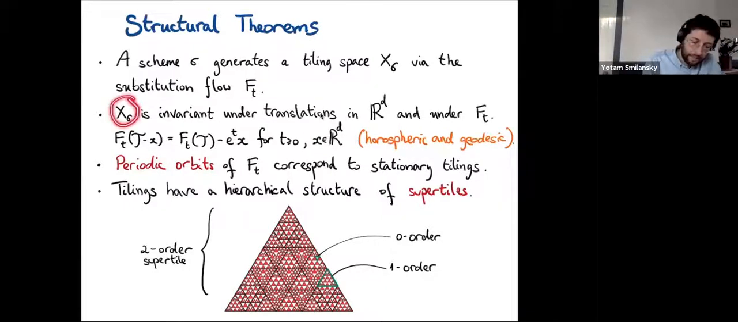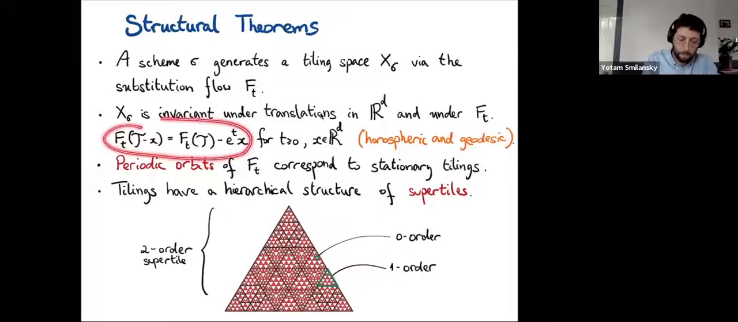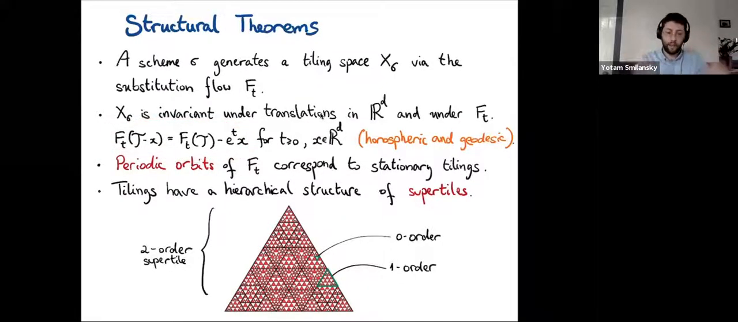This tiling space is invariant under translations in R^d. Translation means just you move everything around. And it is also invariant under the flow, meaning you expand, inflate and substitute. So these two actions have a very nice relationship. If you first translate and then inflate, it is like first inflating and then translating by maybe something more, you have to expand a bit. And this is reminiscent of the horospheric and geodesic actions in homogeneous dynamics, or in hyperbolic dynamics actually.